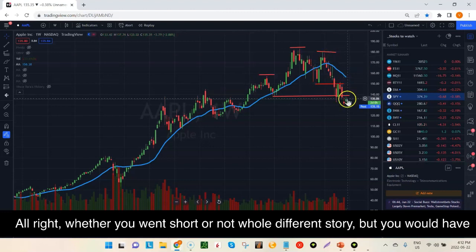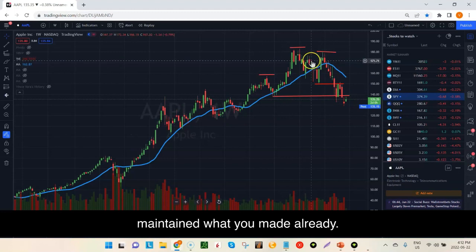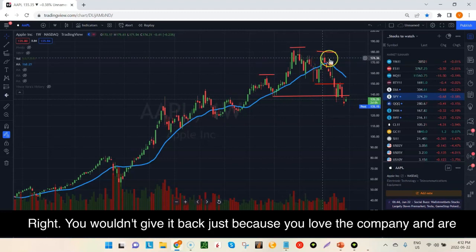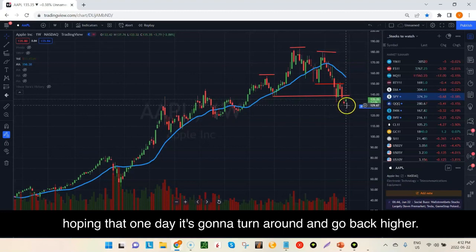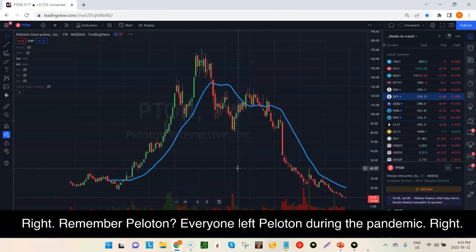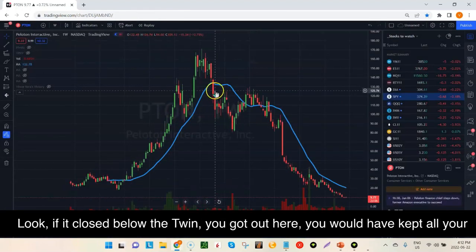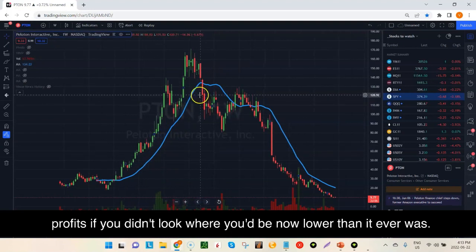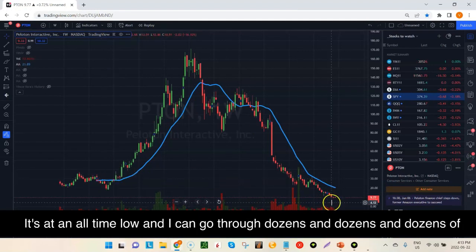Whether you went short or not, whole different story. But you would have maintained what you made already, right? You wouldn't give it back just because you love the company and are hoping that one day it's going to turn around and go back higher, right? Remember Peloton? Everyone loved Peloton during the pandemic, right? Look, if it closed below the 20 you got out here, you would have kept all your profits. If you didn't, look where you'd be now, lower than it ever was. It's at an all-time low.